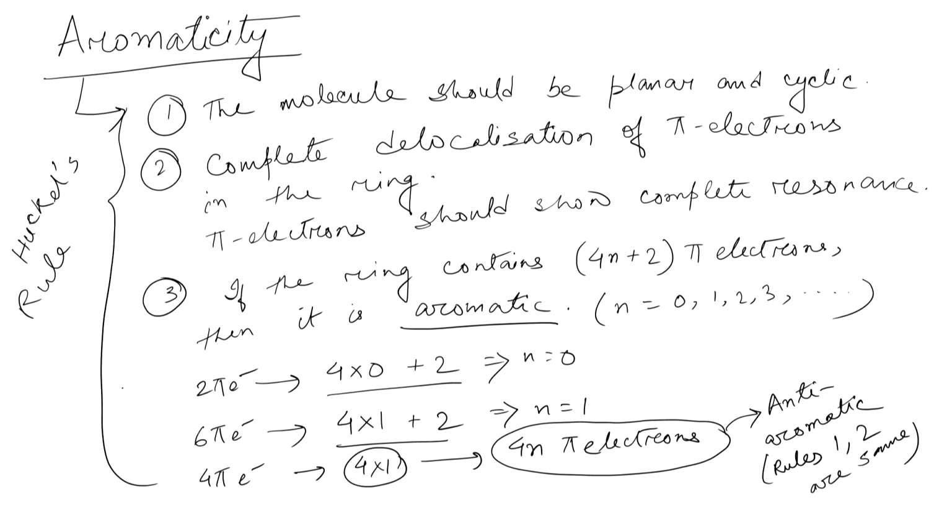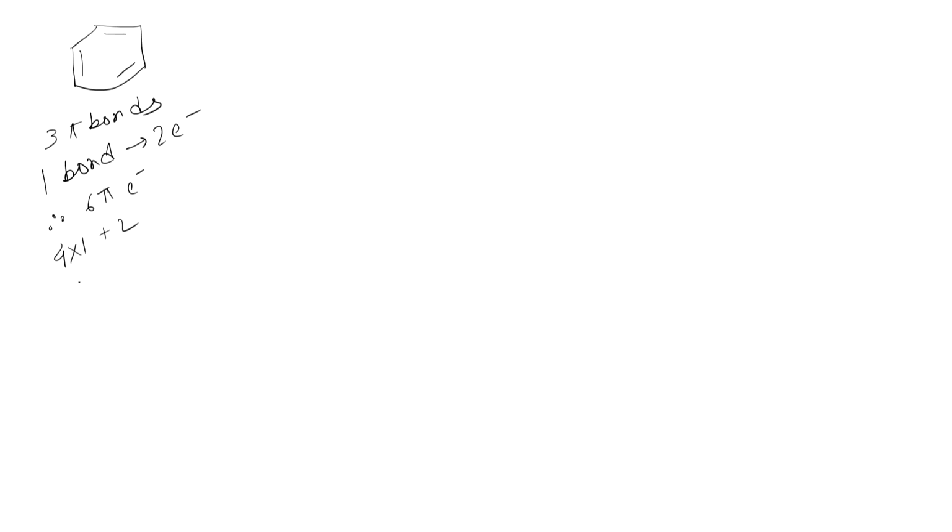So let's see some example. First is benzene. Okay. So benzene has 3 pi bonds. One bond means 2 electron, right? One bond is 2 electron. So 3 pi bonds means 6 pi electrons. 6 pi electron is 4 into 1 plus 2, that is 4n plus 2. So aromatic.